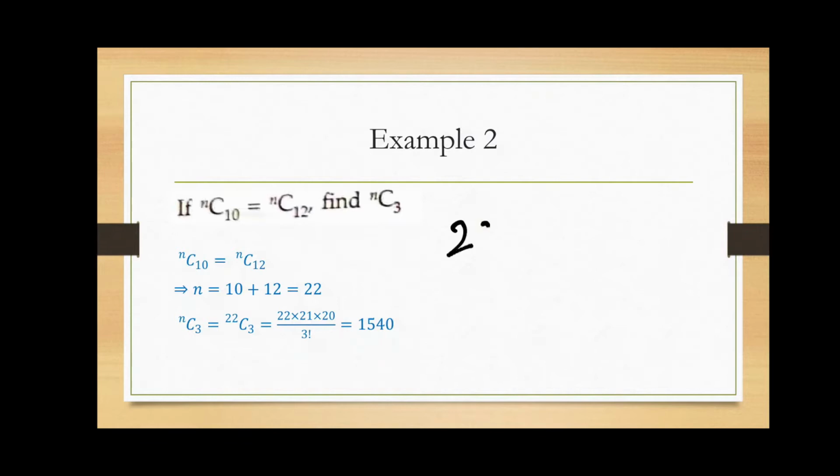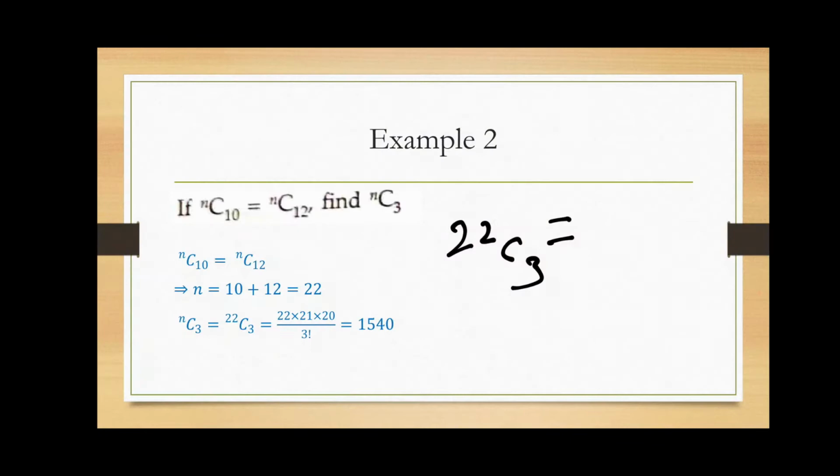So 22C3, that is NCR, is equal to 22 into 21 into 20, that is n into n minus 1 into n minus 2 up till n minus r plus 1.